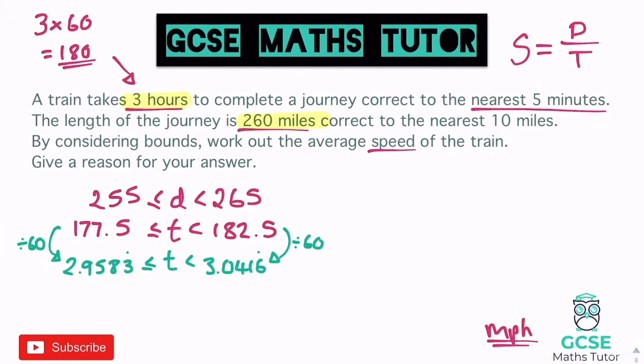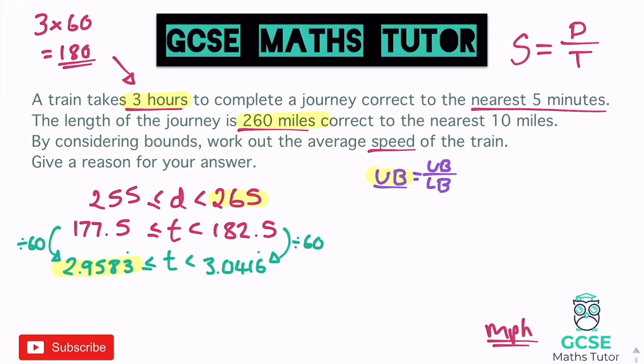So to get our upper bound, which we can work out first, let's have a look. What do we do for upper bound? We do the upper bound of the distance, d, and divide it by the lower bound of t, the time, which is there, 2.9583. So let's just write that in. That was the upper bound divided by the lower bound, thinking about speed being distance over time.